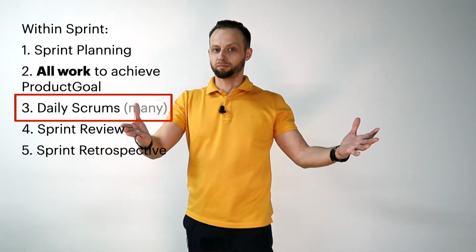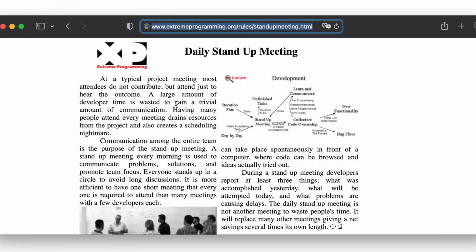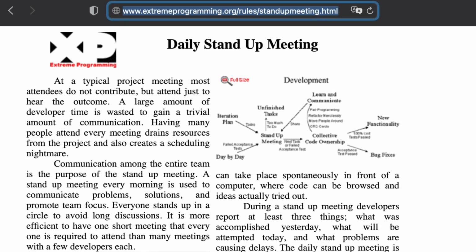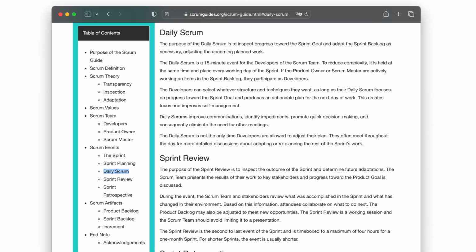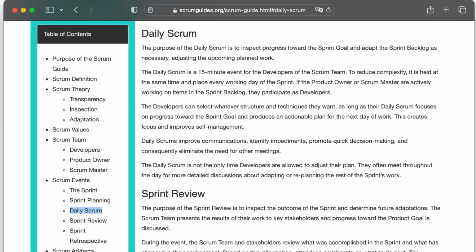So, the Daily Scrum. Pay attention that the meeting is not called stand-up. This is the name of a similar meeting in the extreme programming approach. In Scrum, it is called the Daily Scrum, because it loops the daily cycle, similar to sprint, but shorter.